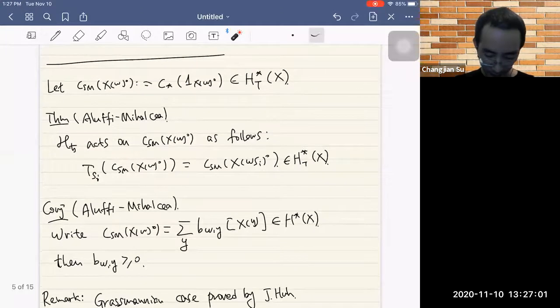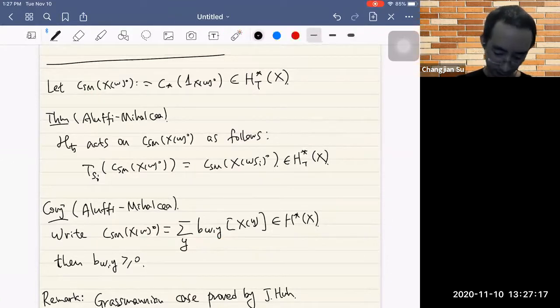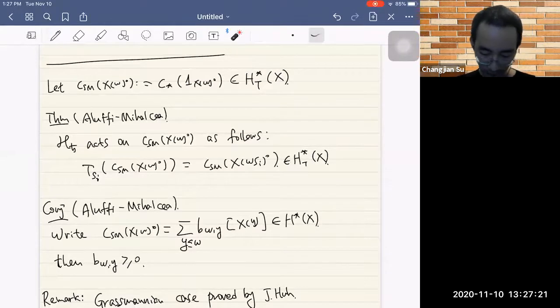And then they made the following conjecture. So now let's just refer to the non-equivariant cohomology. This class we can write as a linear combination of the classes of the Schubert varieties, for y smaller than or equal to w, and the leading coefficient is also equal to 1.